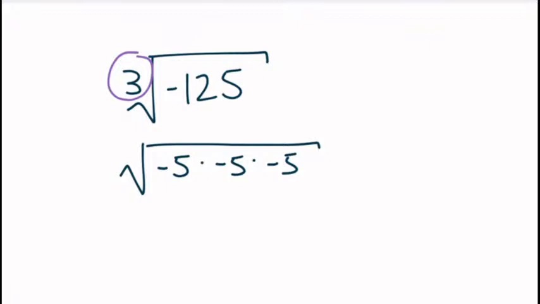So we're going to simplify this down. Because there's three negative 5s, we know that it can be taken out of the cube root, and so our answer is negative 5.